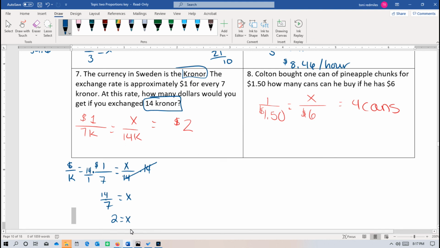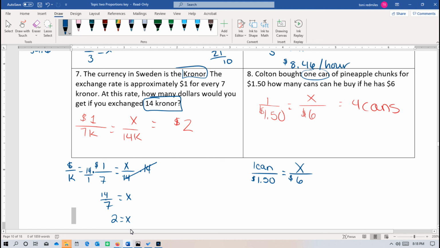Colton bought a can of pineapple chunks for $1.50. How many cans can he buy for $6? So he got 1 can. So 1 can over $1.50. Well, to make this proportionate, I have to put money over here. So I want to know how many I can buy for $6, and I don't know how many cans. So that's my second ratio for my proportion.